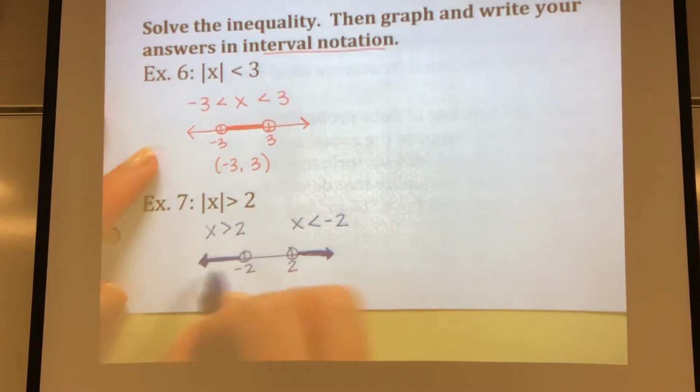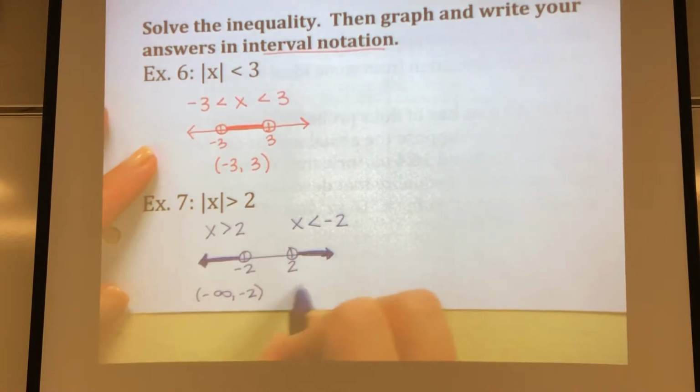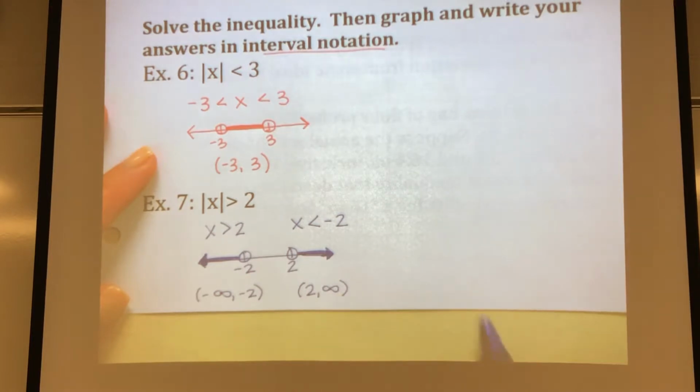This part on the left, it's going towards -infinity. So we have -infinity to -2. This part on the right is going towards +infinity. So we have 2 to +infinity. And then we connect them with a U, which means union. So we want both of those pieces, even though they are separate pieces.